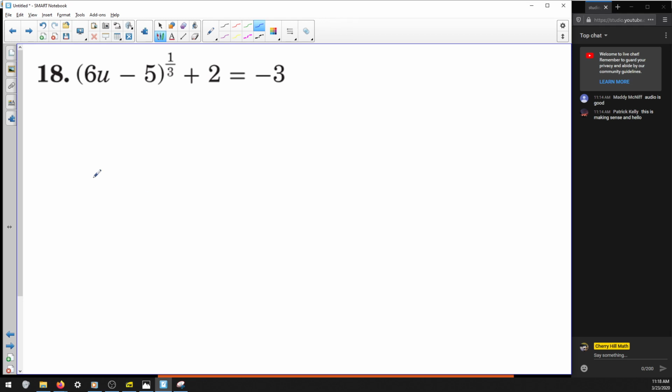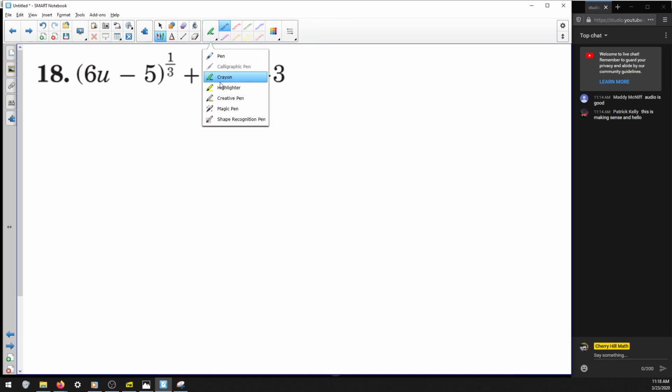But I'm going to do the same thing. I'm going to get this expression, which is the thing that contains our variable u that we're solving for. I'm going to get it alone. That means that this plus 2 has got to go. So I'm going to say minus 2, and on the other side, also a minus 2.